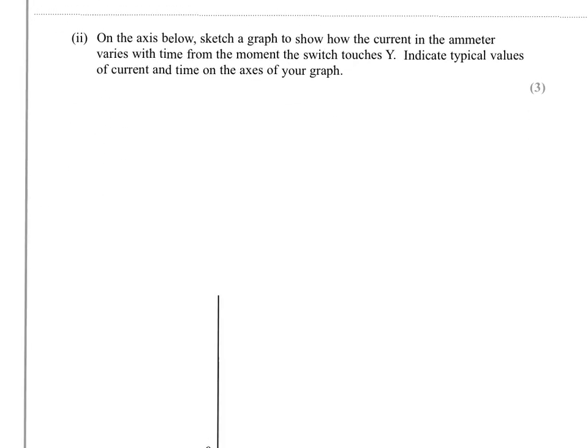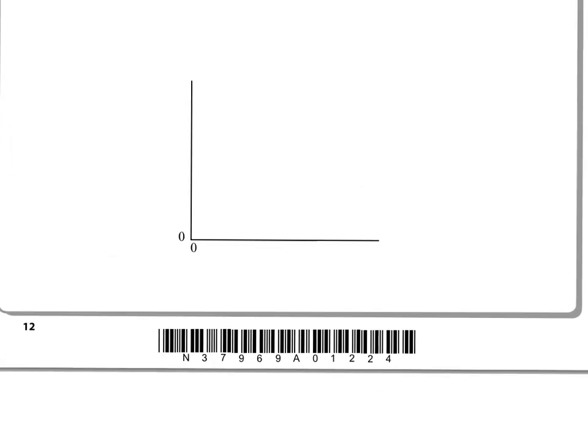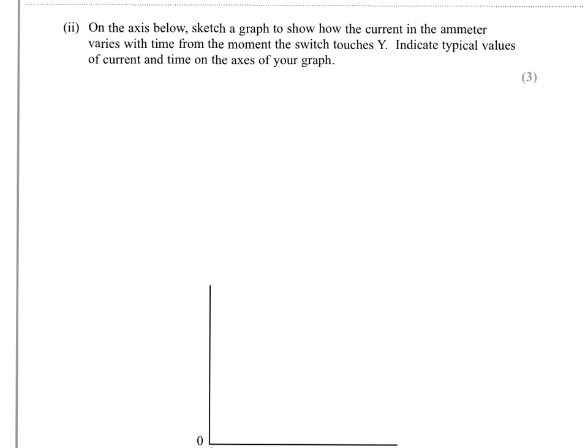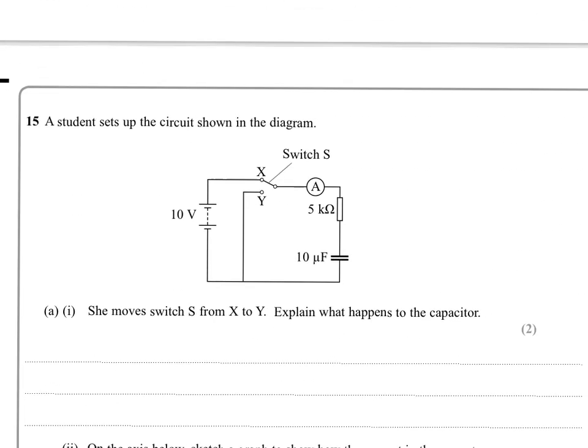On the axis below, sketch a graph to show how the current in the ammeter varies with time from the moment the switch touches Y. Indicate typical values of current and time on the axes of your graph. So we're going to have to put something on here, we're going to have to put some values. So we need to think about what happens to this circuit when you have it at X for a while and then flick it to Y.